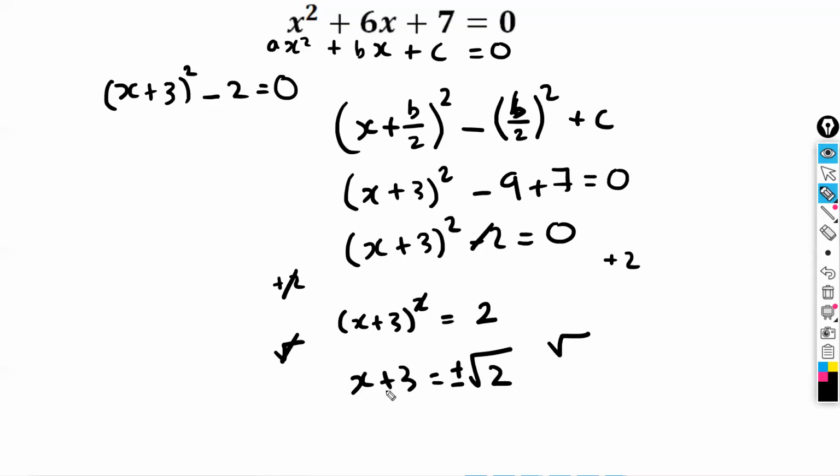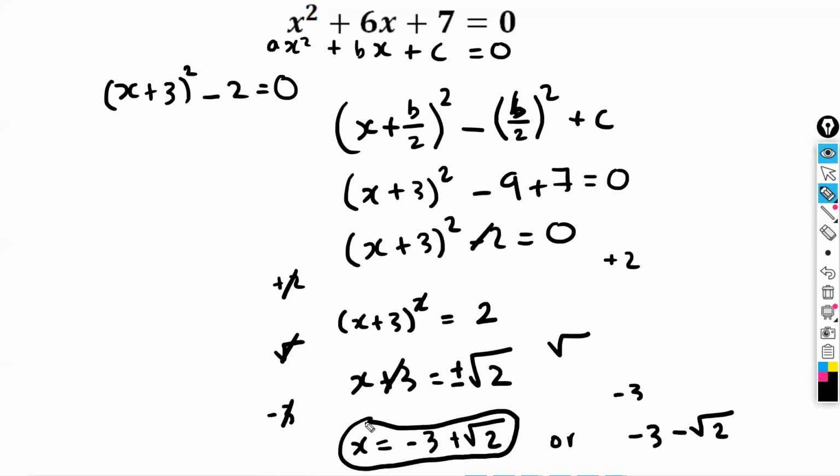And then we want to get rid of this 3. So we would have to subtract 3 from both sides. So x is equal to minus 3 plus root 2, or minus 3 minus root 2. And the reason why we do minus 3 minus root 2 is because we have to do positive root 2 and then negative root 2. And I'm just going to cross these out to see that they cancel out. So these are our two solutions for the value of x when we complete the square. Now, let's try another example.